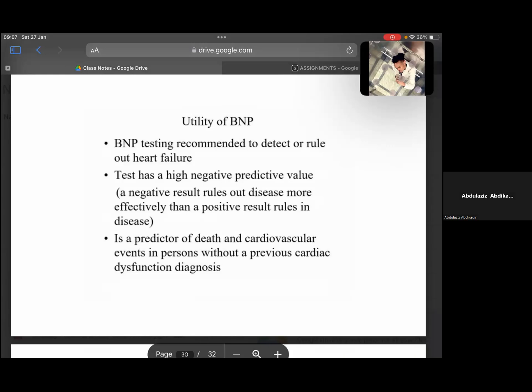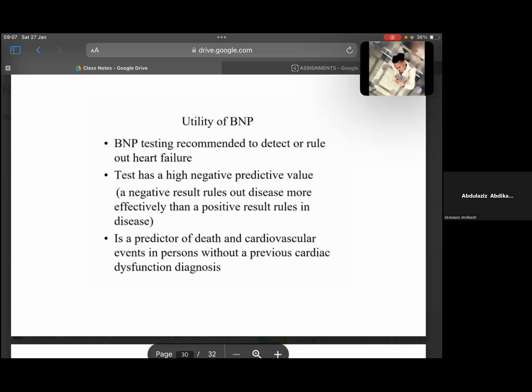So the utility: it has a high negative predictive value. What does that mean? It means that a negative result rules out. Yani, if it is negative, there's no heart failure, and it rules out. But a positive result does not rule in. I hope you understand by that. A negative result rules out, a positive result does not necessarily rule in. You have to do other tests.